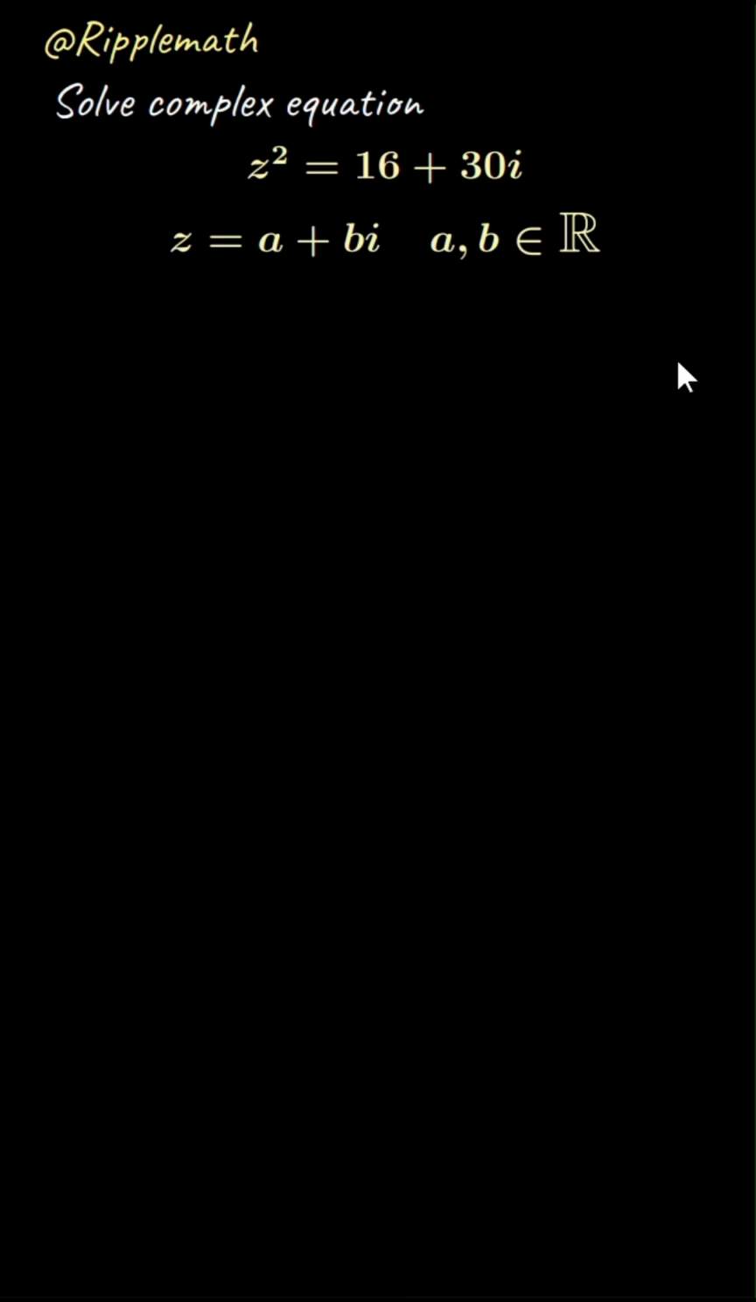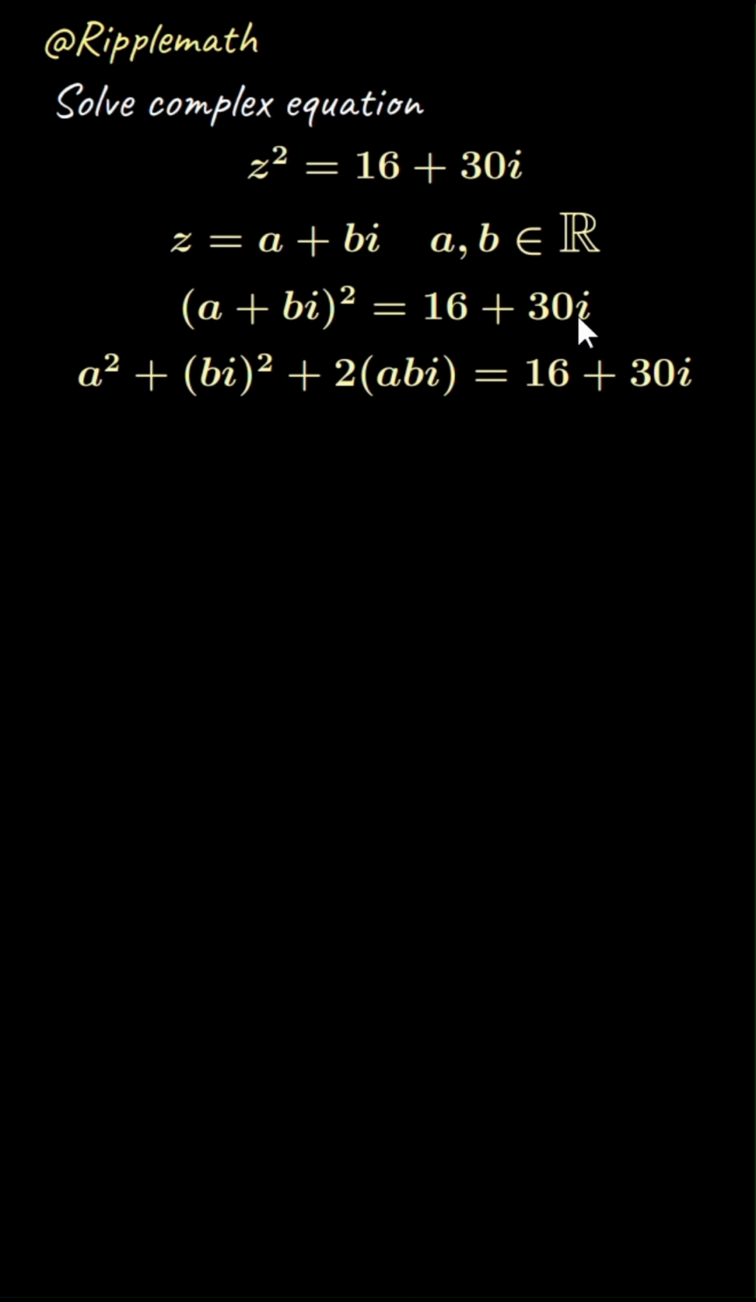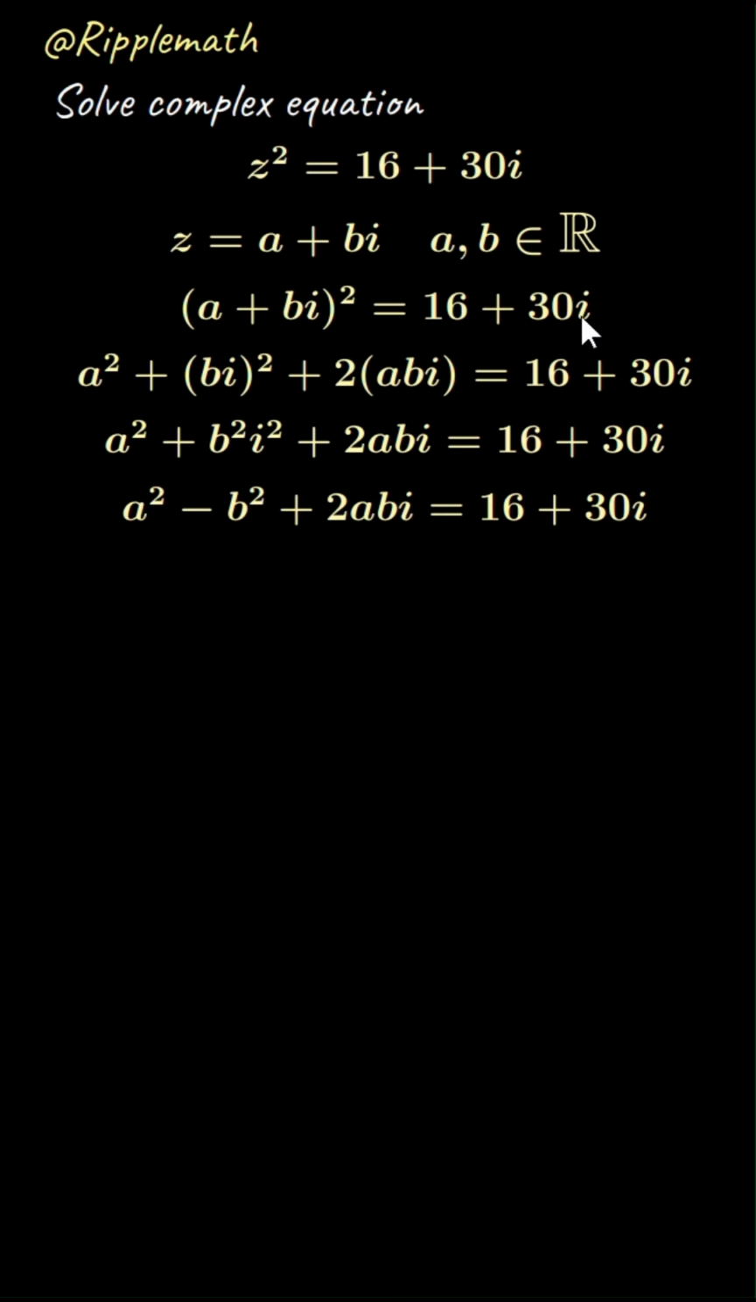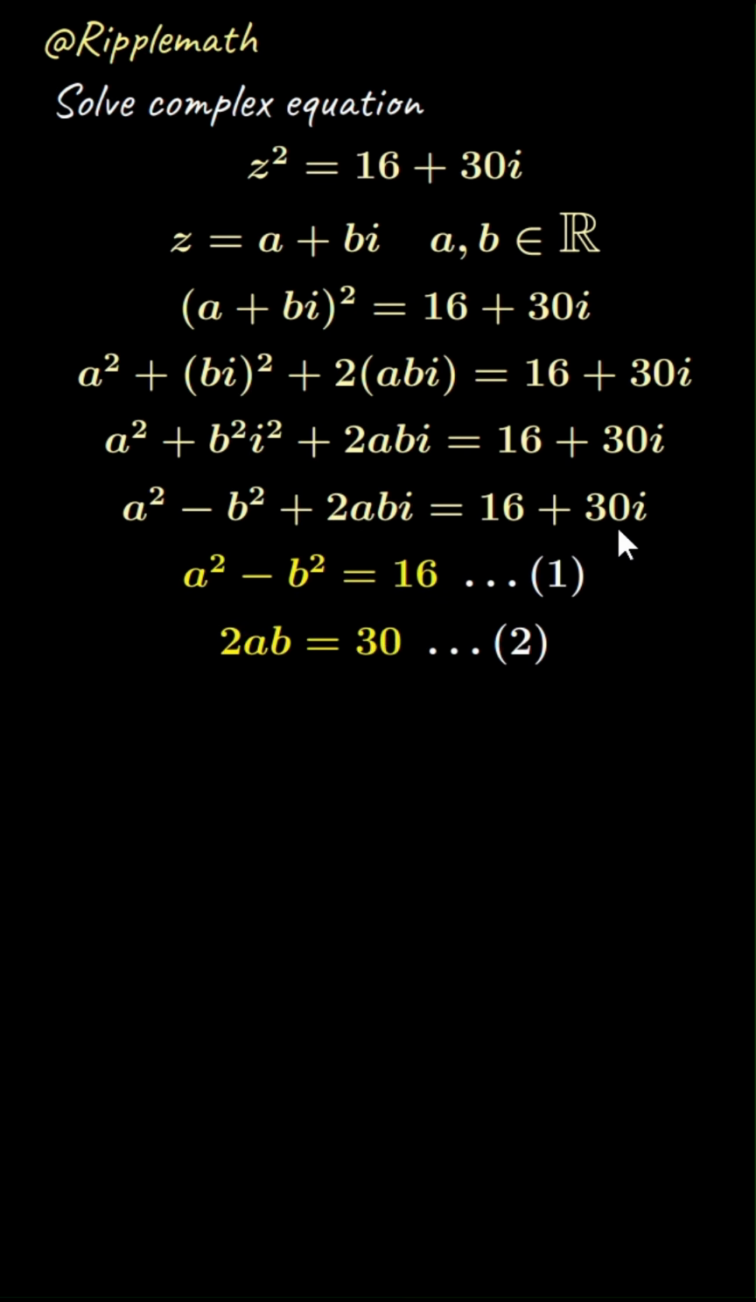We let z equal a plus bi and basically substitute, expand this thing, and rearrange it into the real part and the imaginary part. There's an i there. See here, there's a 16 without the i. So we're going to equate the real parts and the imaginary parts. That'll give us two equations, so basically we have now two equations to solve simultaneously.